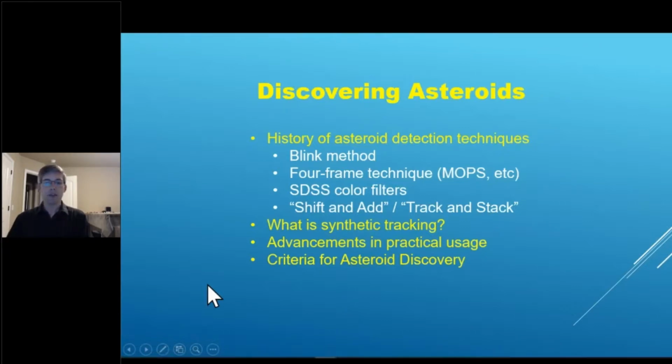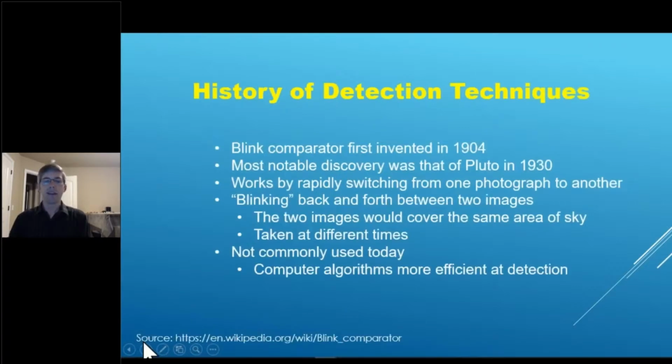And so, again, just a brief history here on these detection techniques. So the blink comparator was first invented in 1904, and the most notable discovery was that of Pluto in 1930. And this technique works by taking two photographs of the same area of sky, taken at different times of the night. And by rapidly switching back and forth between these two images, it helps to make moving objects be observed. Now, it's not a commonly used technique today, simply because computer algorithms are more efficient at detecting these moving objects.